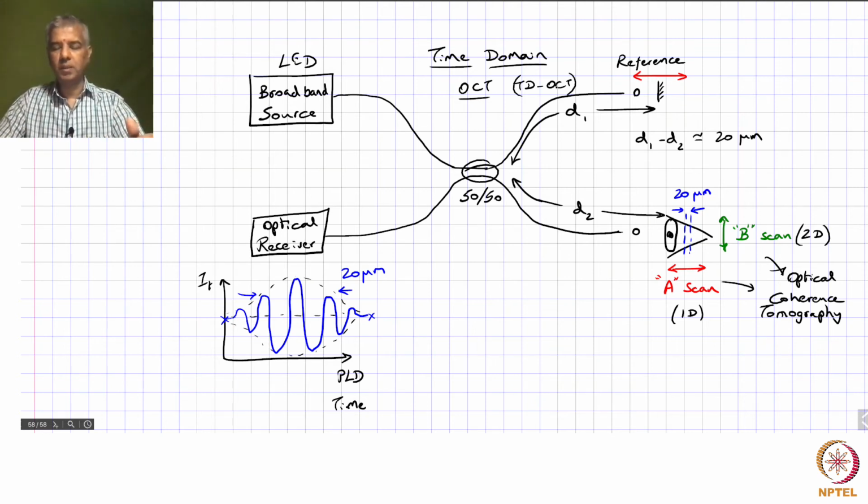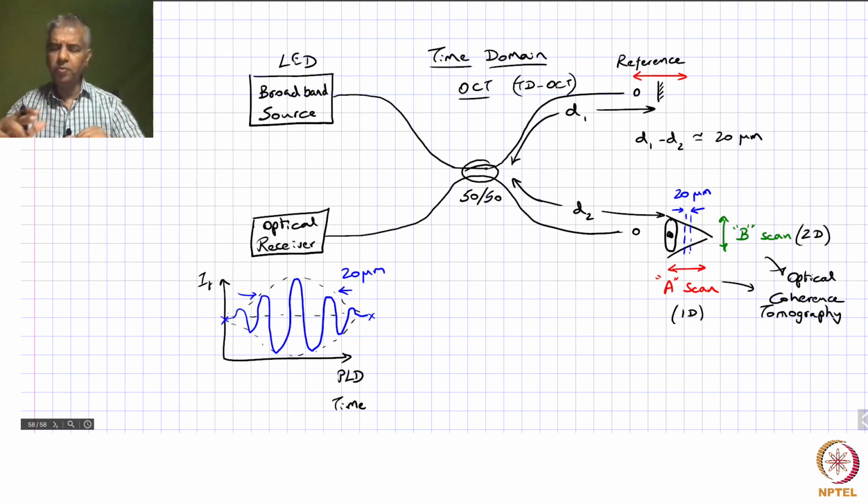Then that brings up the question, is there a way you can achieve the same information without having to move the mirror? And so it happens that is possible using what is called spectral domain OCT.